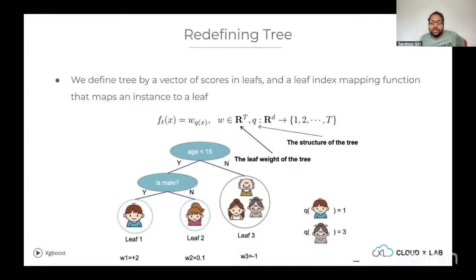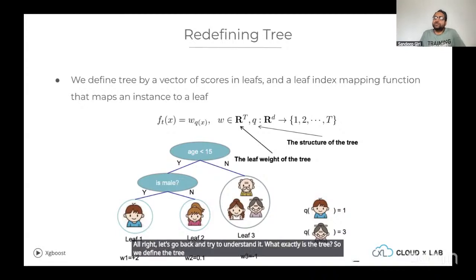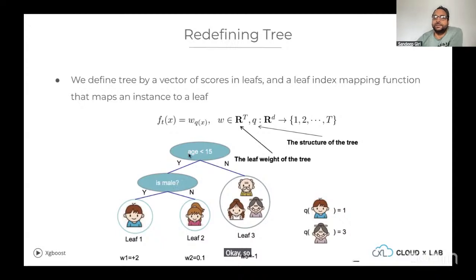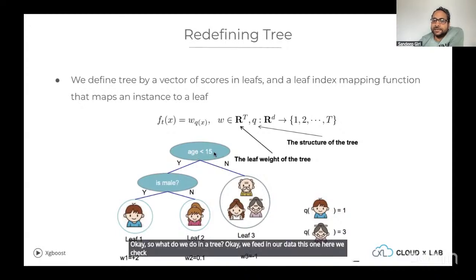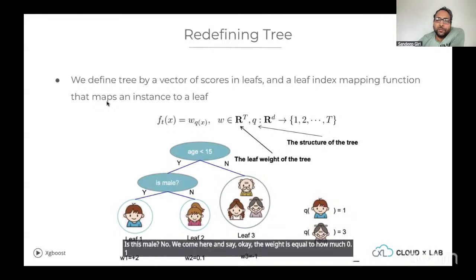All right. Let's go back and try to understand, what exactly is the tree? So we define the tree by a vector of scores in the leaves. So what do we do in a tree? We feed in our data. Here we check, is age less than 15? Yes. Is this male? No. We come here, and the weight is equal to how much? 0.1. So we return 0.1.